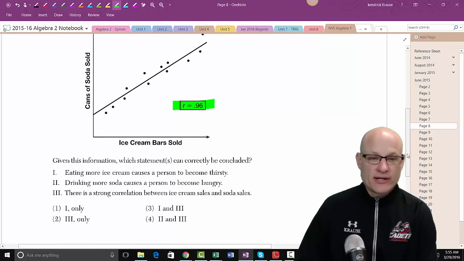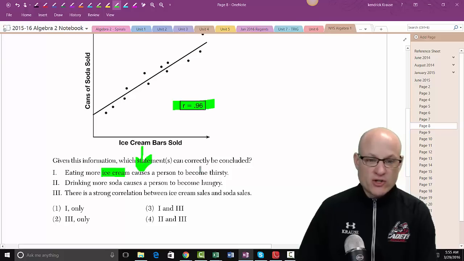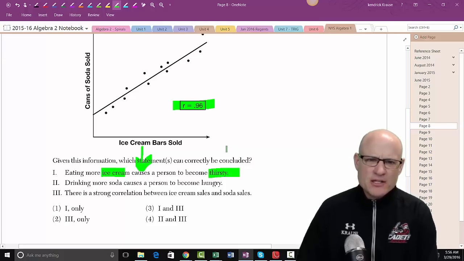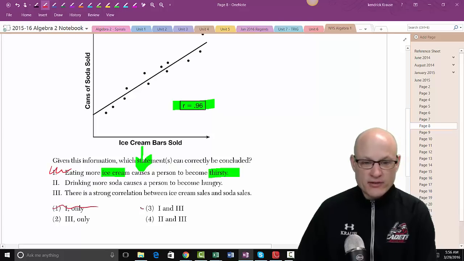So let's see if we can figure out what's going on. Eating more ice cream causes a person to become thirsty. Oh, there's that word, causes. Does that even make sense to you? Just because you have a correlation doesn't make sense of that. No, that one doesn't make sense. Gone. So anything with causes in it doesn't make sense. Drinking more soda causes a person to become hungry. Does that make sense to you? I don't think so.